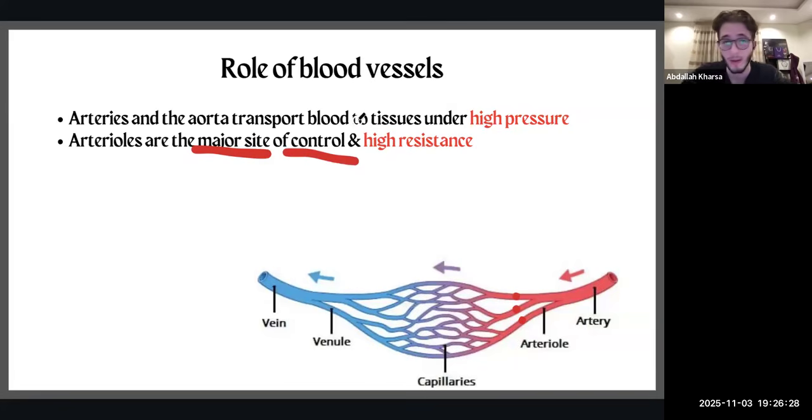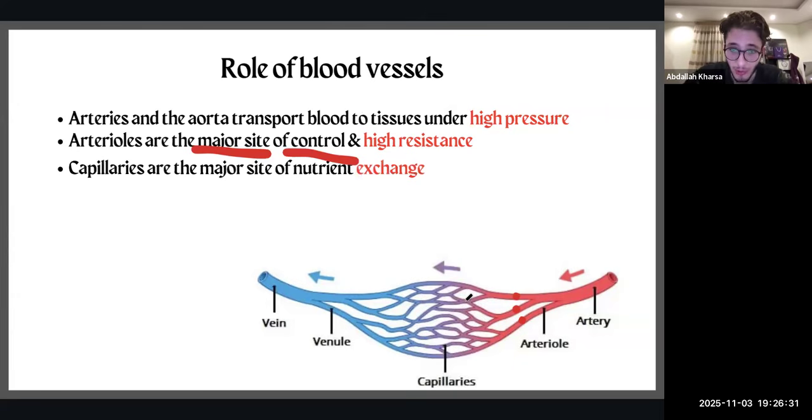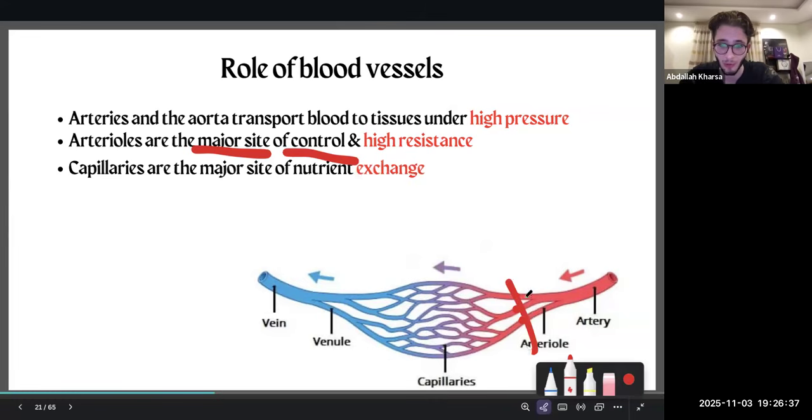Okay, let's keep going. Capillaries after the arterioles are the major site of nutrient exchange. If you block the arterioles, you're going to have less exchange. If you open them up, you're going to have more exchange. Very simple.